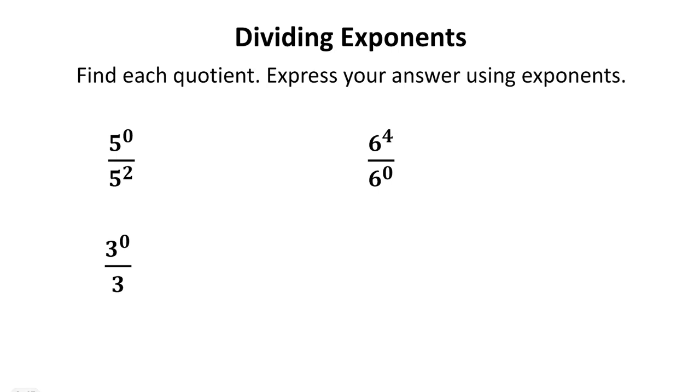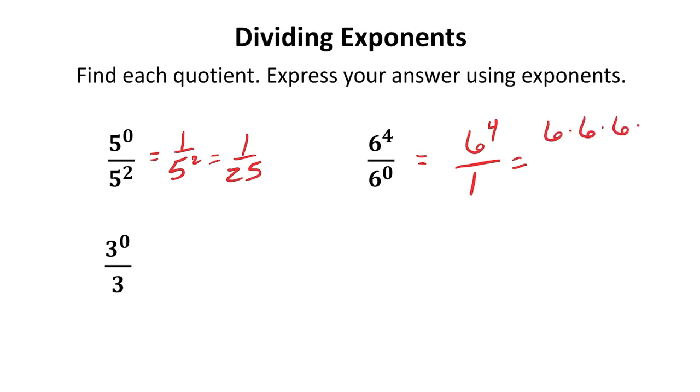All right. Same thing with dividing. Anything with the 0 touching it is a 1. So this is 1 over 5 squared, which is 1 over 25. This, 6 to the 4th over 1, which is, what's 6 to the 4th? I'm not sure I know what that is. You have to use a calculator to do that. It's 6 times 6 times 6 times 6. It's going to be like 700 and something. It's a big number. This one, 1 over 3. 3 to the 0 becomes 1.